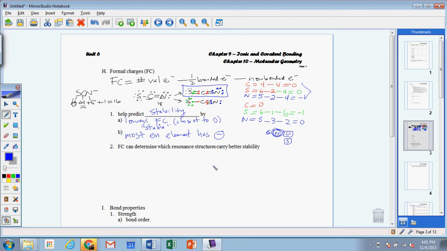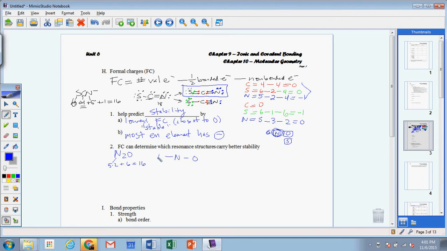Okay, let's continue. I've got another one for you here, which resonance structure has a better stability. So these were 2 examples of sulfur and carbon and nitrogen. Let's do one that contains nitrogen and oxygen. So this is N2O, dinitrogen monoxide. Again, the nitrogen comes in with 5, and there's 2 of them, plus the oxygen for a grand total of 16. We normally would bond the nitrogen.